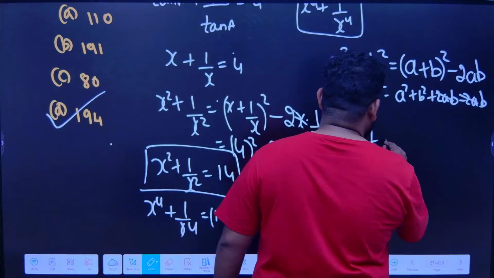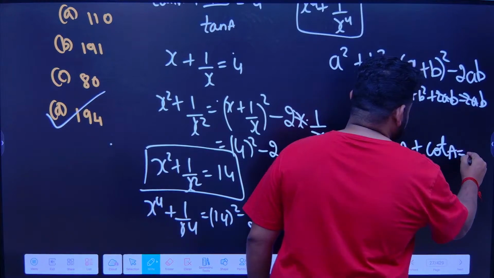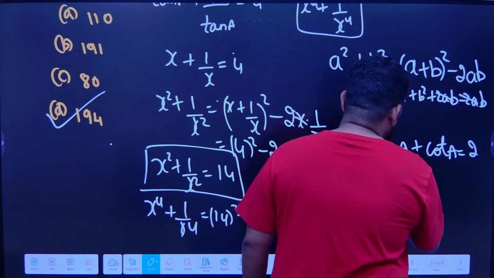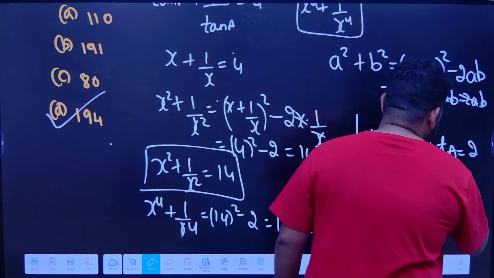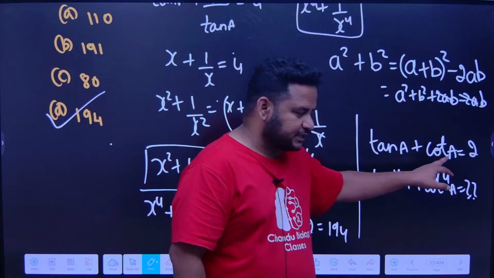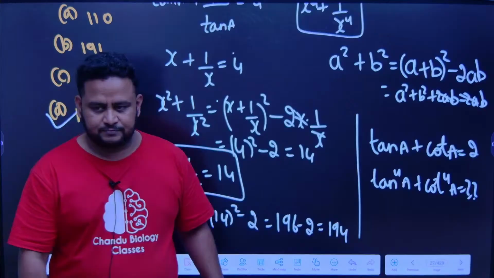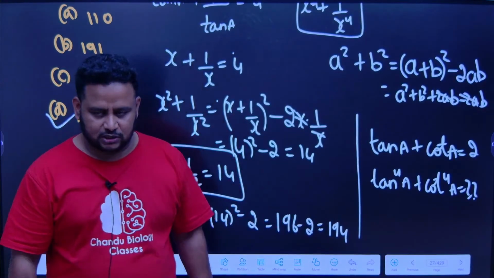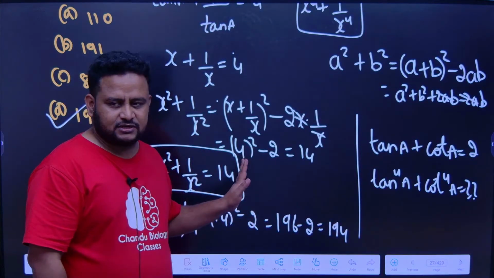Suppose similarly I give a question: tan A plus cot A is equal to 2. So, find the value of tan to the power of 4A plus cot to the power of 4A. Please write this down and solve it by yourself, take it as homework. Same question, but the value is changed, you find it later, not now. Same procedure you have to do.